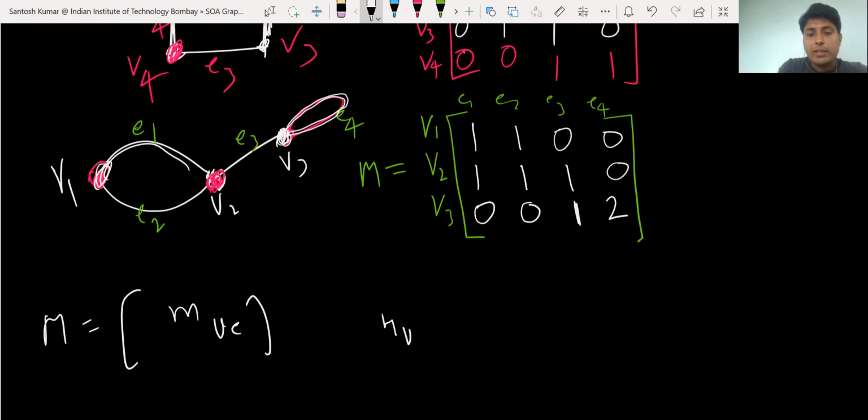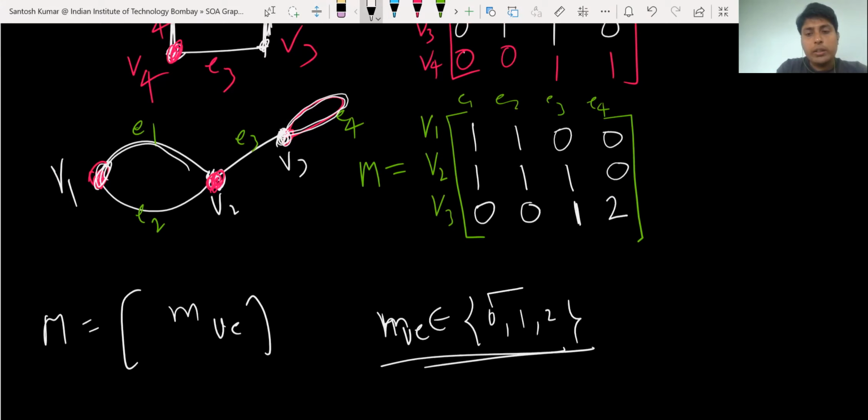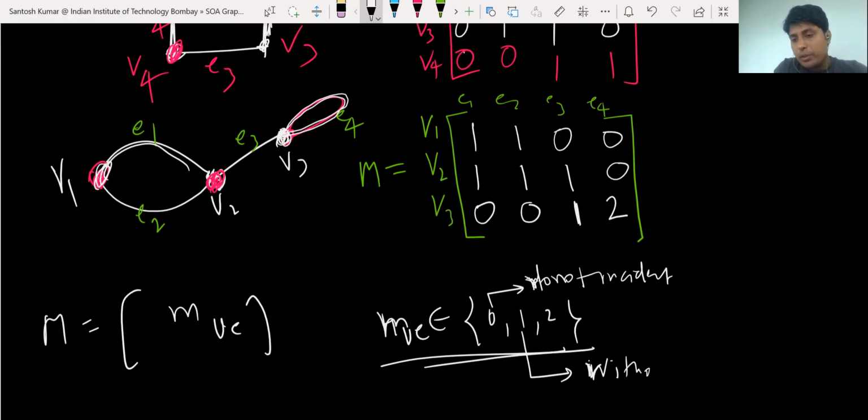So m_ve can take the values 0, 1, 2 only. 0 when they do not incident, so the vertex and edge are not incident. 1 when incident once, for a graph without loop. And 2 means there will be a loop at that vertex. So it can take the value 0, 1, 2 only.